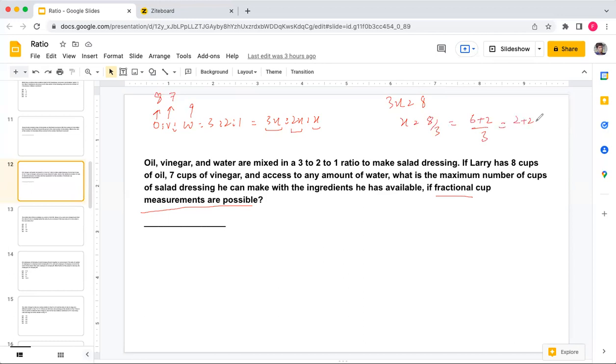Which is 2.667, right? And this is for oil. And for vinegar, 2X is equal to 7 and X is equal to 7 by 2, which is 3.5. And we have infinite access for water. Just leave that. Now tell what will be the value of X I will take. I will take whether 2.6667 or 3.5. Just see, the question is saying maximum number of cups. You must take 2.667.